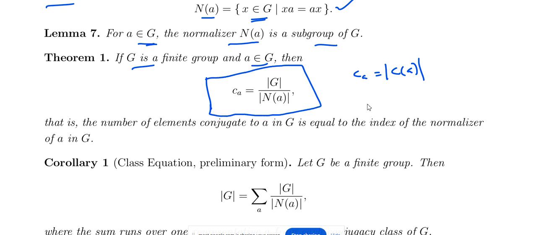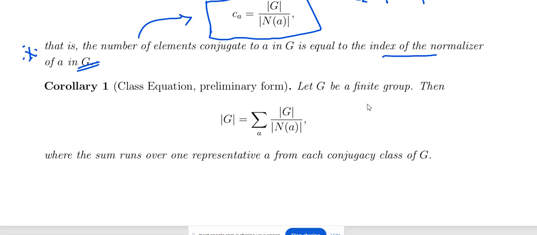N of A is the normalizer of A. That is the number of elements conjugate to A. The number of elements conjugate to A in G is equal to the index of the normalizer of A in G. Well, the statement is very important. The statement is equal to this equation: CA equal to order of G by order of N of A.